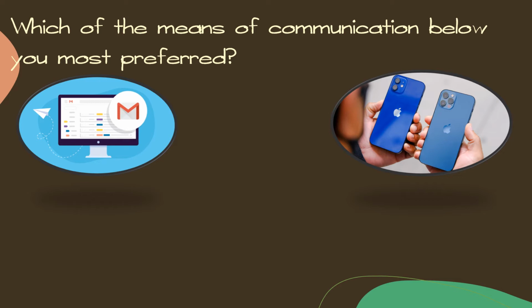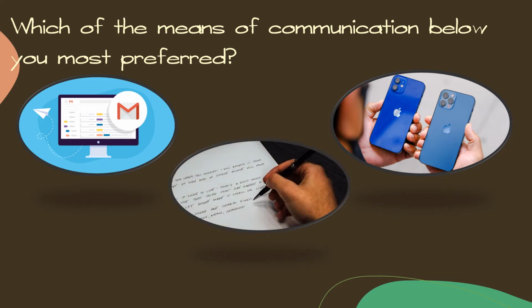Next one is letters. As opposed to number one, where the first picture is electronic, the second one is you have to write the letter. Some people like it because they like the feel of handwriting on the paper. Some people think that letter writing is very tiring because you have to do the writing.